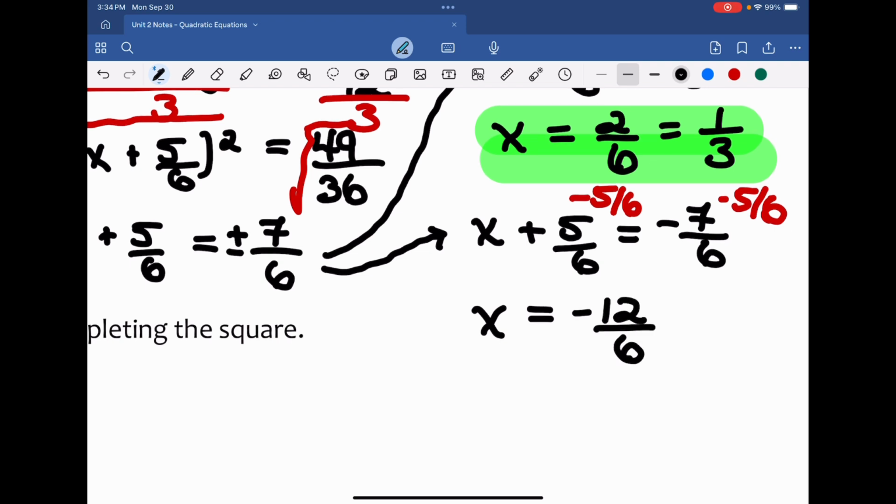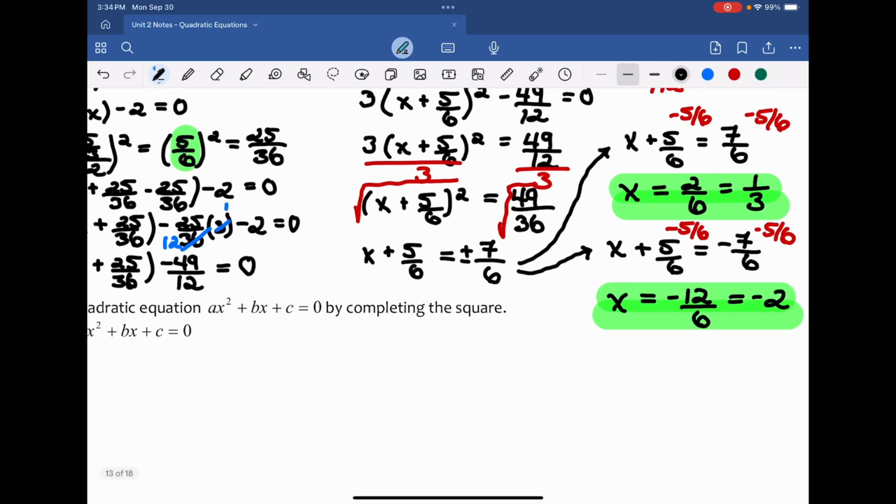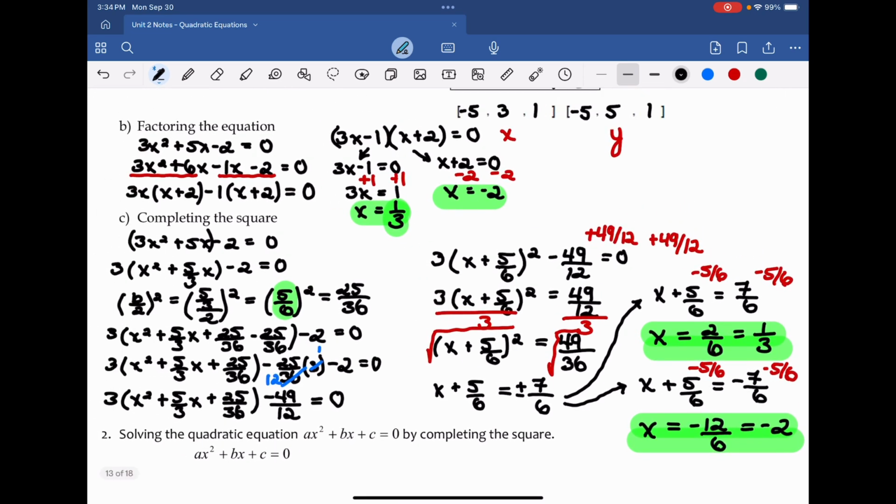That's negative 12 over 6, which is the same as negative 2. Hey, look, we got our second solution, or our second root of the equation. Now, again, we have now shown two algebraic methods, one being factoring, one being completing the square. These are both at your disposal in terms of solving.